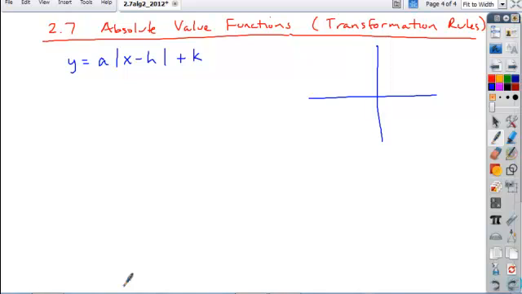I'm going to emphasize the transformation rules that we did with the linear functions. And you're going to see that all the same rules apply no matter what function or parent function you're dealing with.